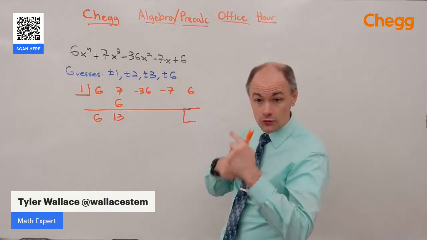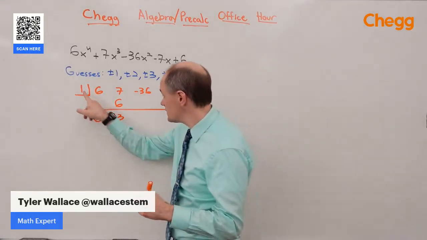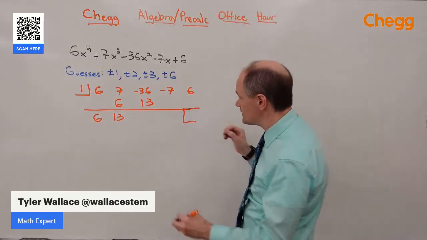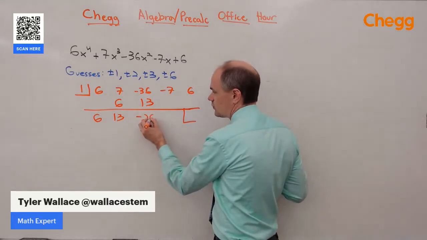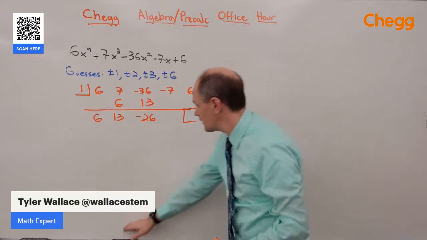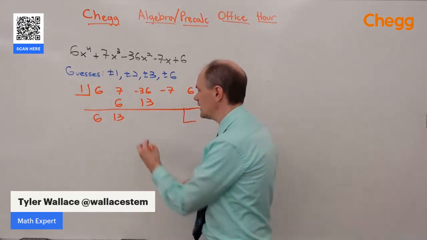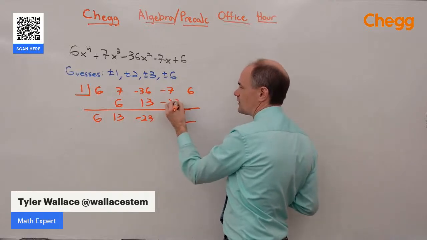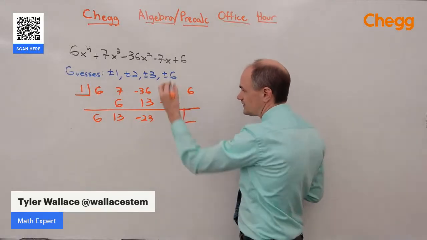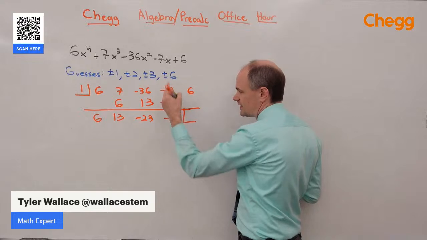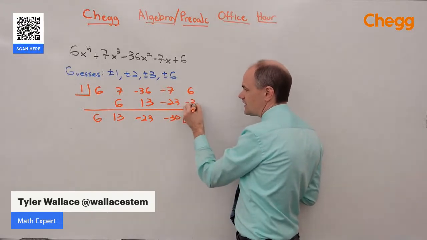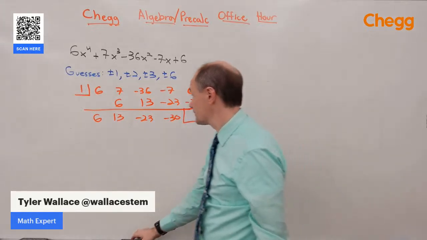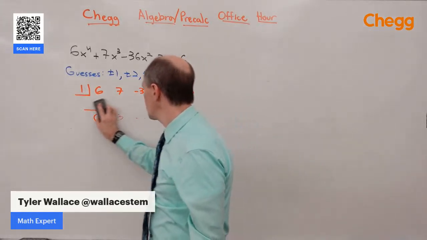And then we kind of repeat the process. 13 times 1 is 13. Negative 36 and 13 is negative 23, sorry, whoops. Negative 23. Times 1 is negative 23. Plus 7 is negative 30, plus negative 7. Times 1 is negative 30, and you can see this is not going to give me 0 at the end. So we regroup.